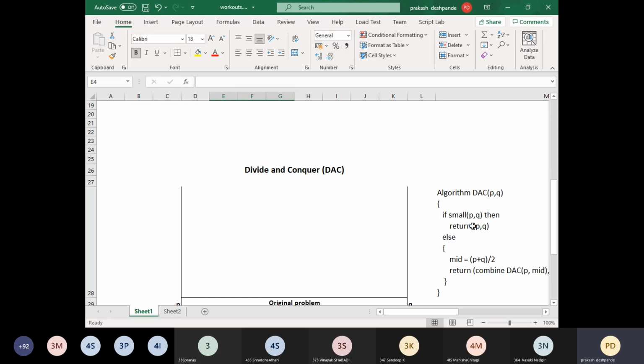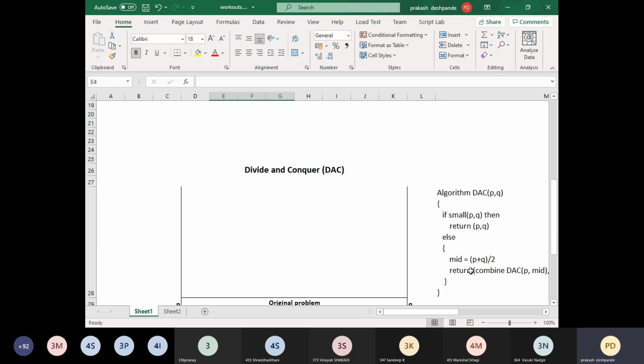If we don't know the solution, that is, if it is not small, then divide the given problem by taking a midpoint. The midpoint can be calculated by P plus Q divided by 2, where P and Q are the either ends of the given problem.